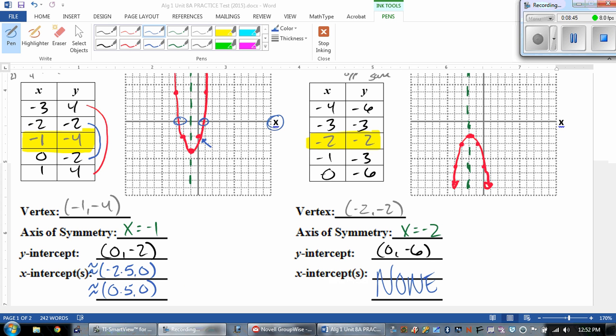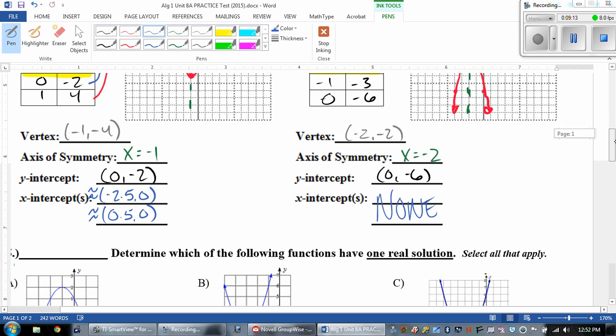Okay, and there we go. Got -4, -6, -3, -3, and then -1, -3, and 0, -6. My vertex is -2, 2. Axis of symmetry is x equals -2. Our y-intercept is 0, -6. And since it doesn't cross the x-axis right here, there's no x-intercepts.